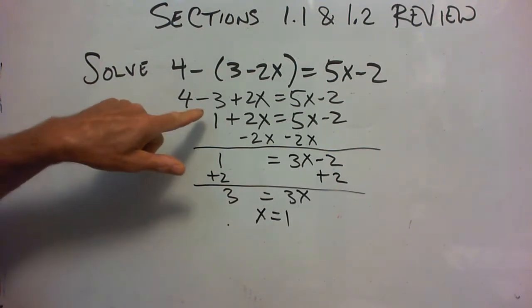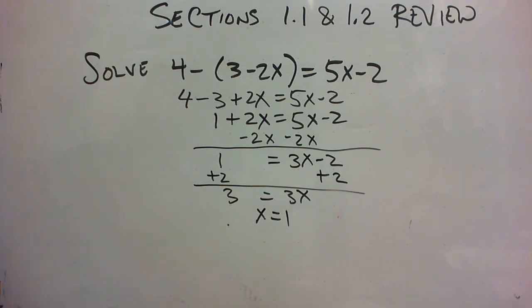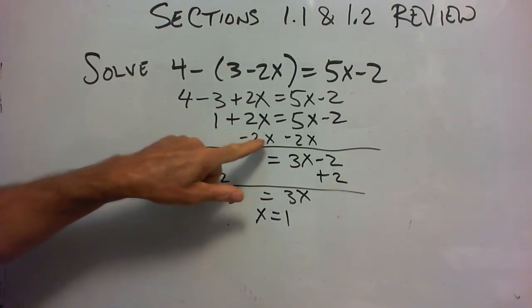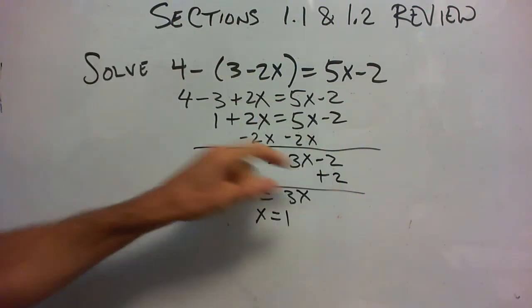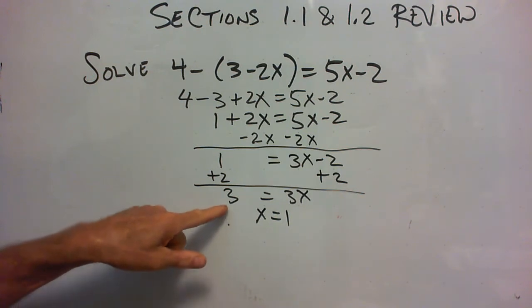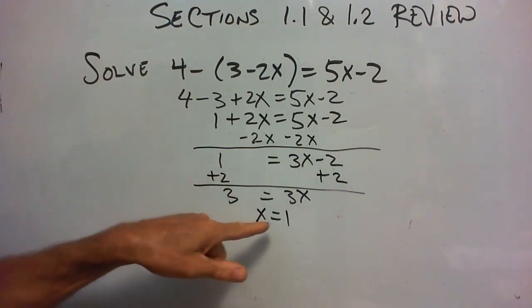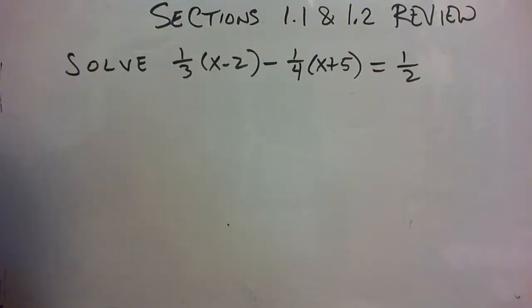So when we remove parentheses, it turns into 4 minus 3 plus 2x on the left side. Combine like terms. Then add 2x's, or subtract 2x's from both sides and add 2 to both sides. And we end up with a very simple equation, 3 equals 3x, which by inspection, we just see the answer is x equals 1, which we can plug back in and find that it does indeed work.